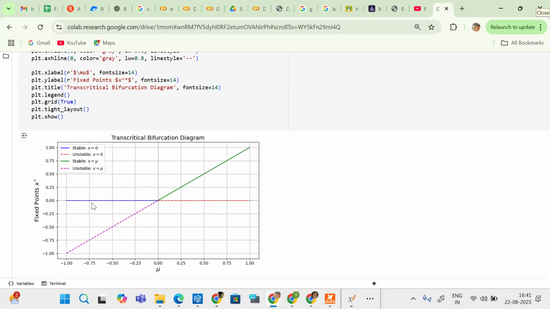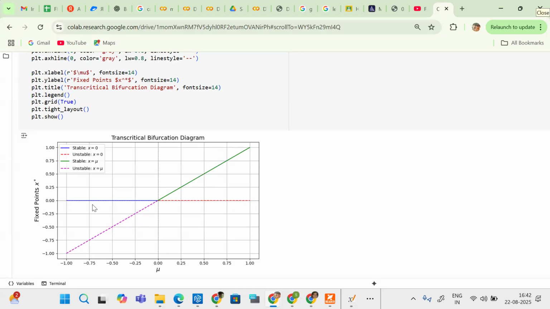0 is stable. So therefore I have plotted it in blue. What is unstable? Mu is unstable. So it is lying here, dotted lines, magenta. You see, they come closer, they collide here, they exchange their stability. Like person A and person B come close, they exchange their stability. After exchanging their stability, what happens? For mu greater than 0, which is stable? Mu, so you can see green. You can see in the legend that is stable x equal to mu. And this orange line is x equal to 0, which is unstable right now.